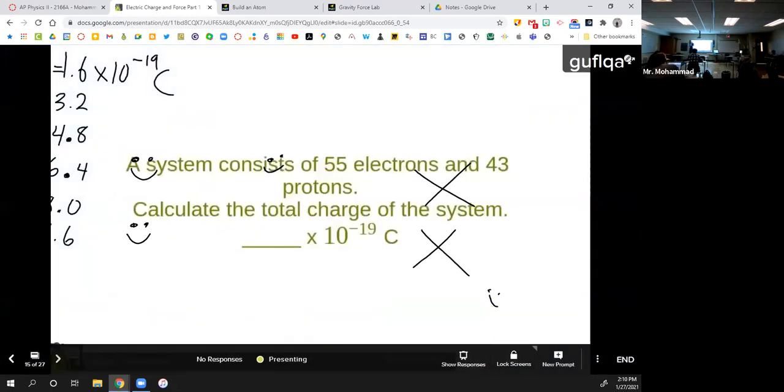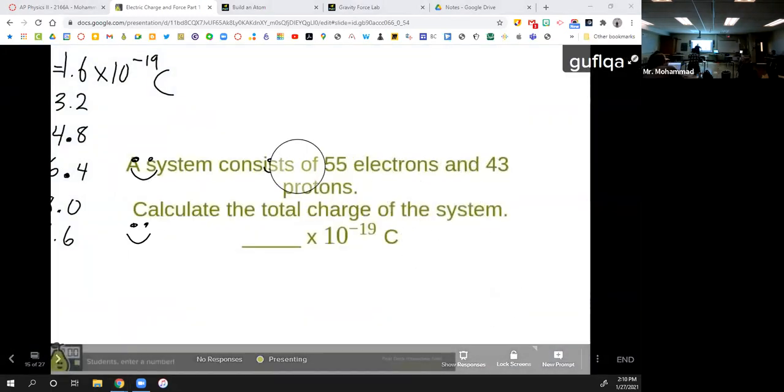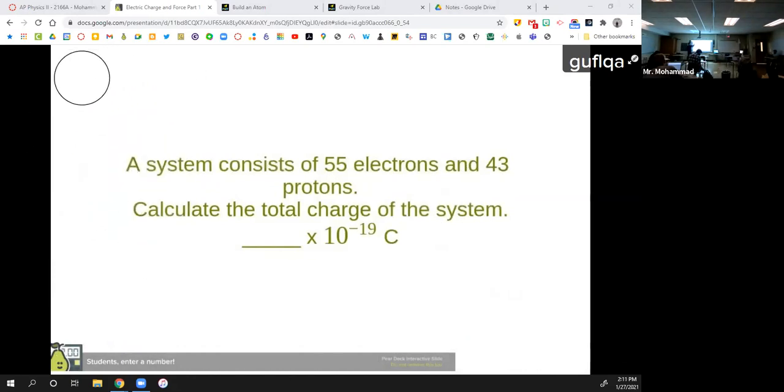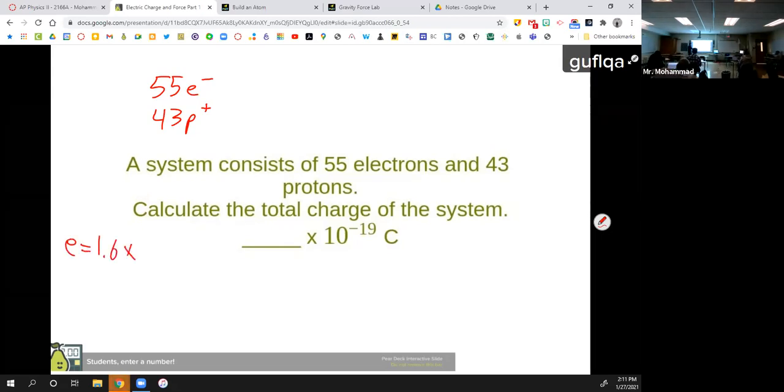All right. Next one here. So here's a little math thing for you to try. If something has 55 electrons and 43 protons, and we know the elemental charge is 1.6 times 10 to the negative 19, what's the total charge of the system? So remember, each one of these has a charge of 1.6 times 10 to the negative 19th. Each electron is negative 1.6. Each proton is positive 1.6.